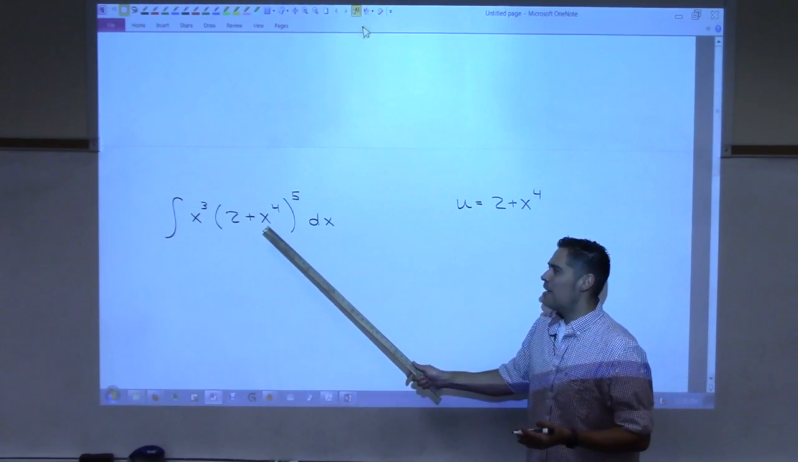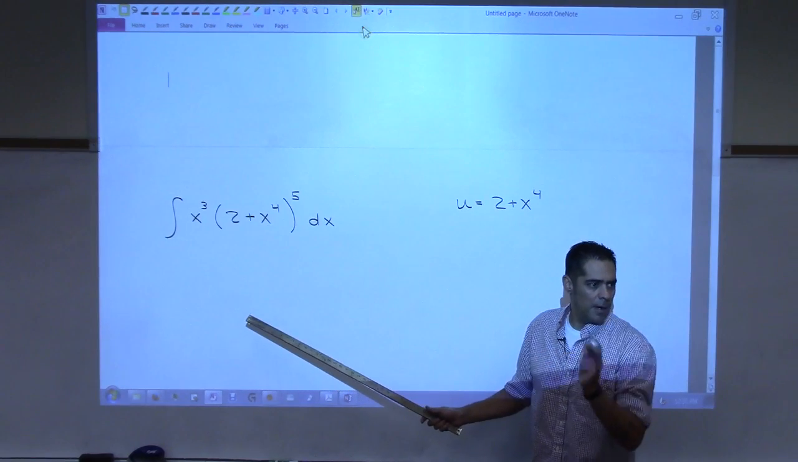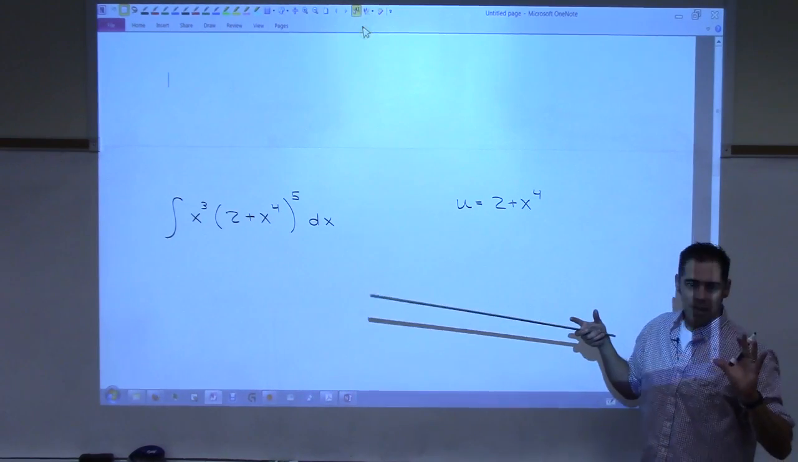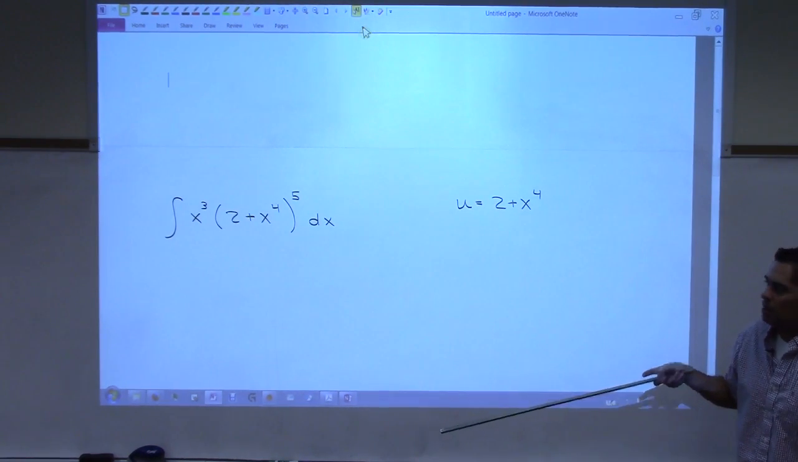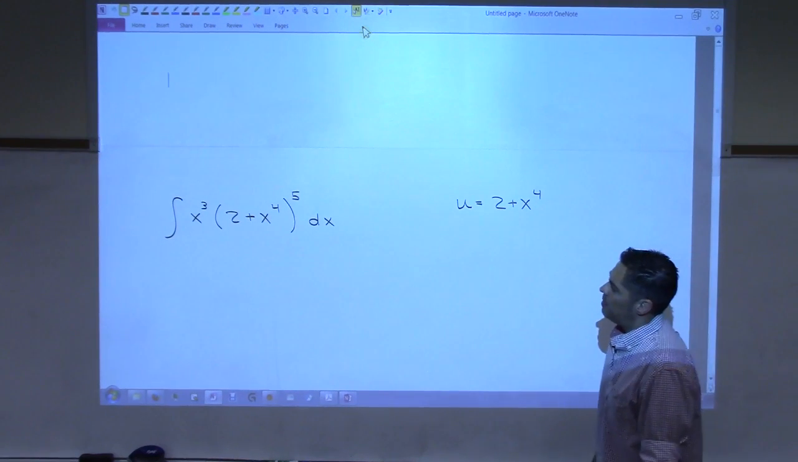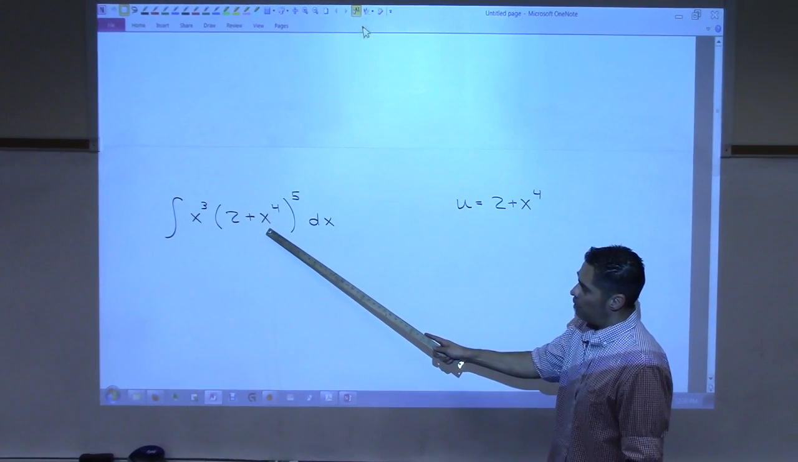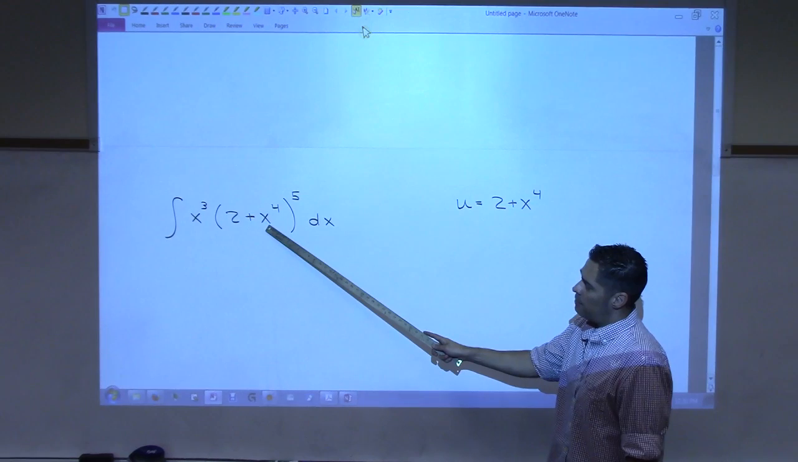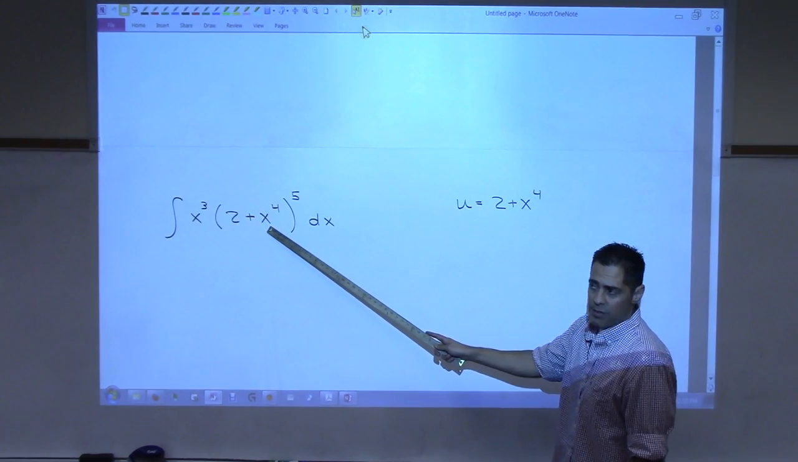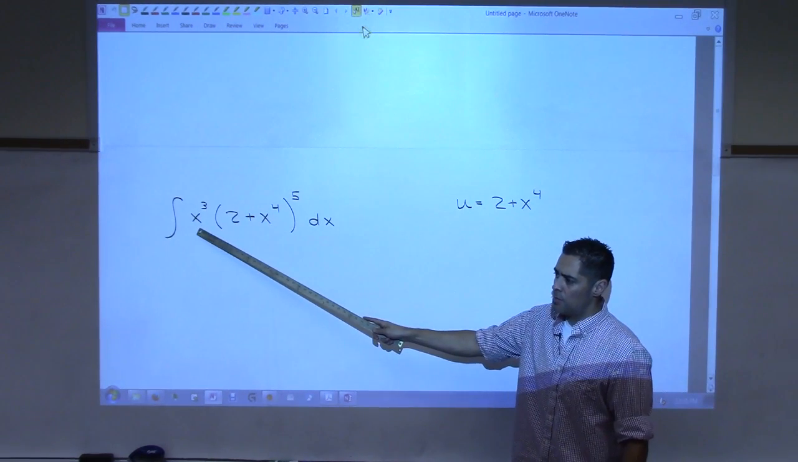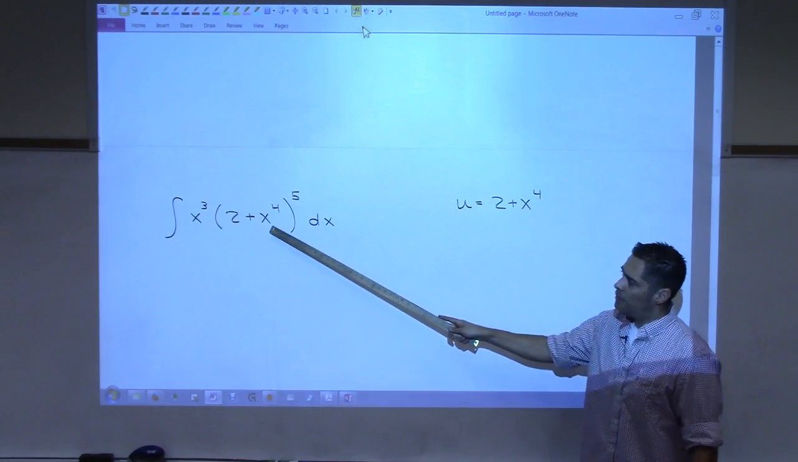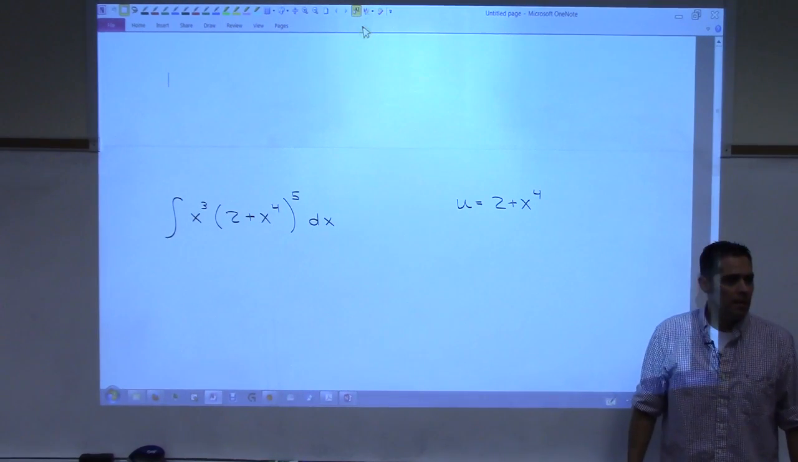Not right off. I mean, you could say x to the fourth is x squared, but it's not just glaring, staring you in your face. All right, so let me try something else. The derivative of x to the fourth is 4x cubed. Here's an x cubed, right? That looks like x to the fourth would be a good candidate.